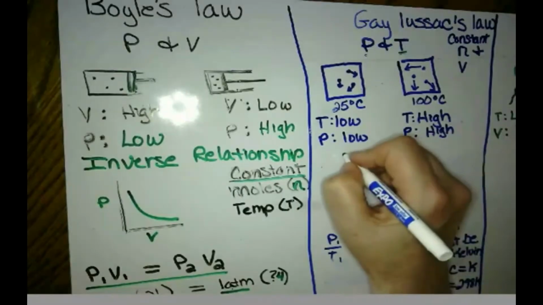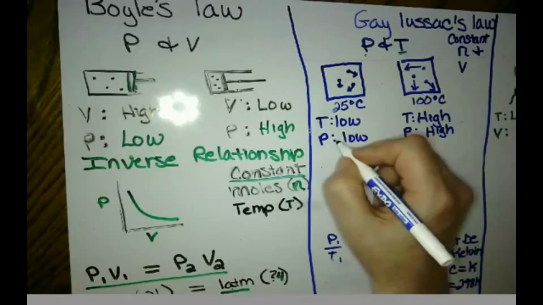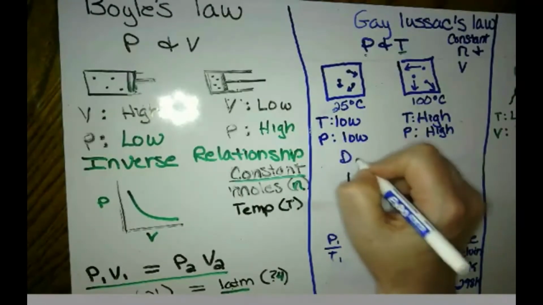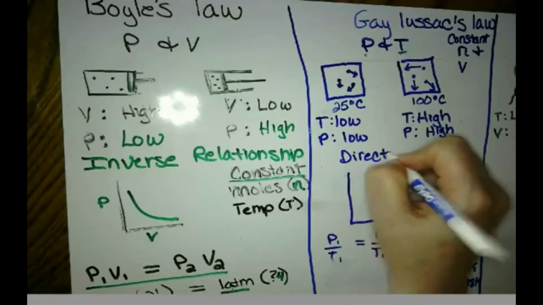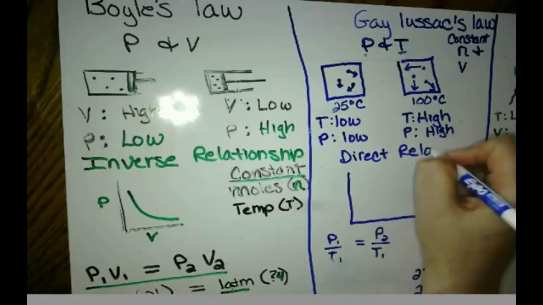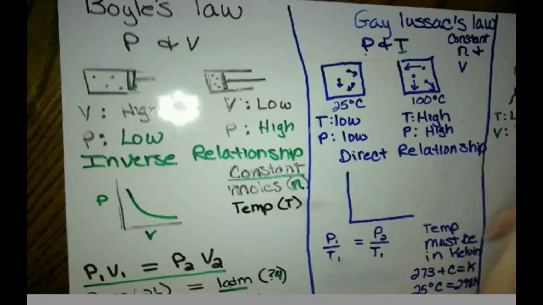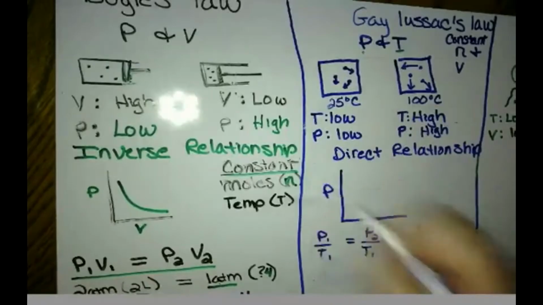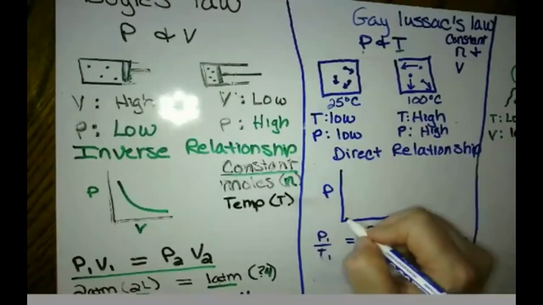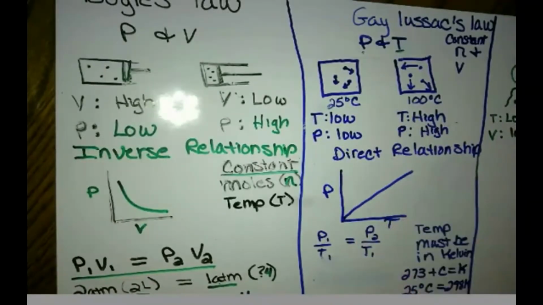This is a direct relationship. Pressure and temperature go up together. Direct relationship. And what does that look like on the graph if I do pressure over temperature? A direct relationship is just a straight line.